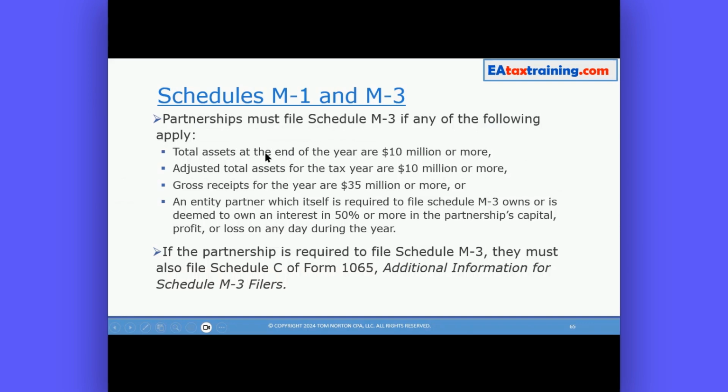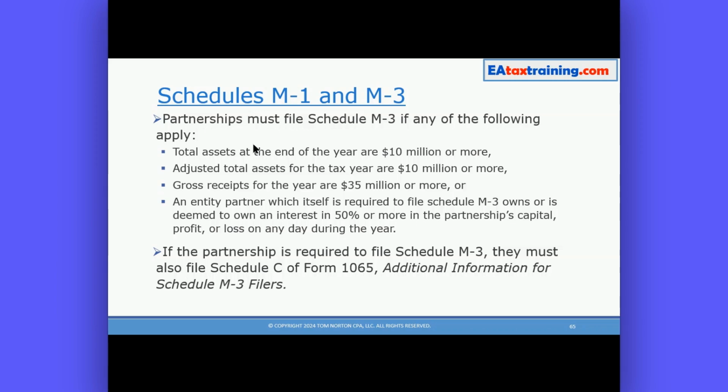So now let's talk about Schedule M3. This is for large partnerships. So instead of using that kind of short M1, which is a short reconciliation of book and tax income, the following partnerships are required to use Schedule M3, which we will look at. It's a much longer and more detailed reconciliation of book and tax income. This is for partnerships that have any of the following. Total assets at the end of the year are $10 million or more. Adjusted total assets for the tax year are $10 million or more. For the exam, just know that it's adjusted total assets of $10 million or more.